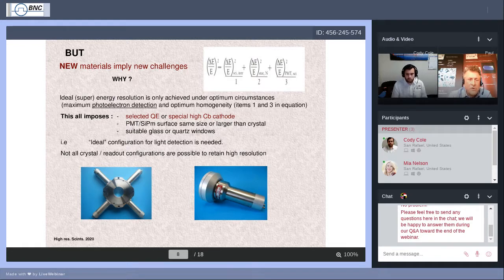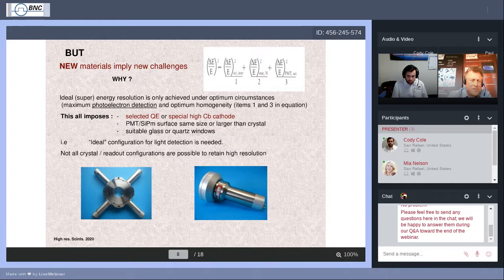And of course, your window, because many of those crystals are hygroscopic, should transmit the maximum amount of light, so a suitable special glass or quartz window. In other words, the very good resolution of a scintillation detector using a high-resolution crystal is only achieved under ideal circumstances, and many people forget that. It means that not all crystal readout configurations make it possible to get this high-resolution detector.